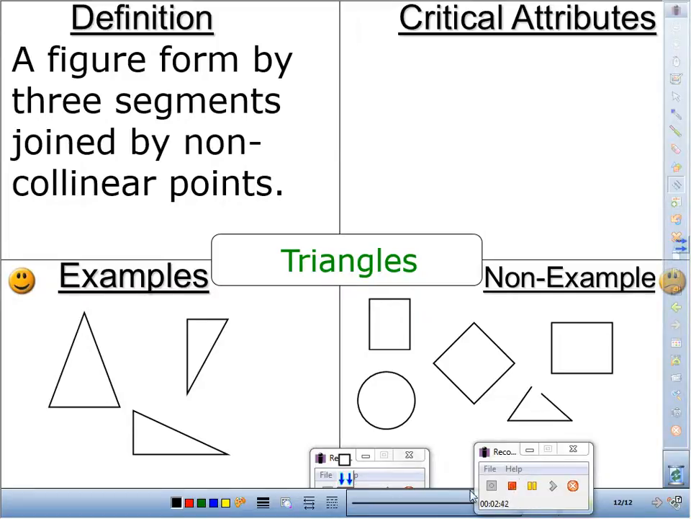Is that a triangle? No. What does the definition say? Joined. So therefore, what's the most important thing to remember about triangles? That they need to have three segments. And they need to be what? Joined. Okay? Give you guys some time to copy that.